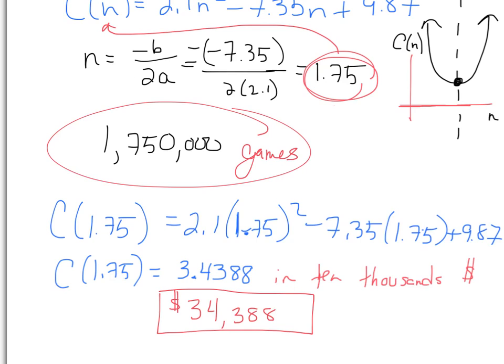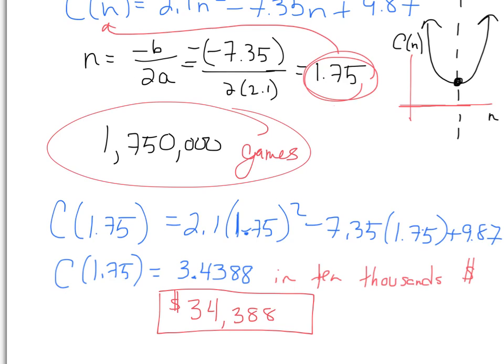34,388. Somebody help me now. Tell her what she should do differently. Well, two things I can think of. Remember what I said, find the cost per game. What should my units be? If you're looking for cost per game, what should the units be? Dollars per game. These are dollars. These are games. So you should be dividing this by this.